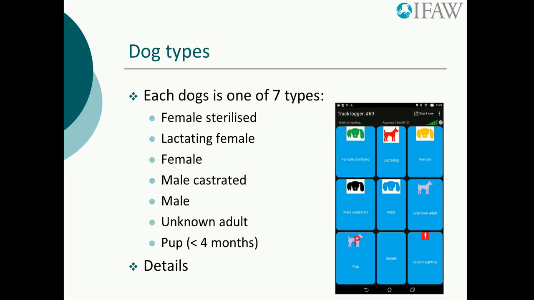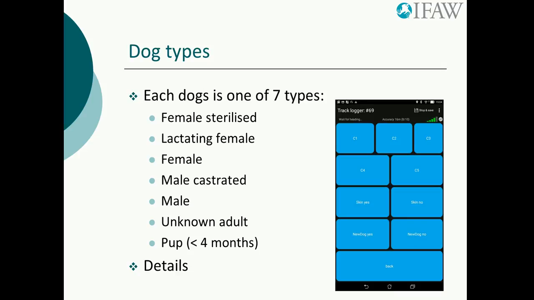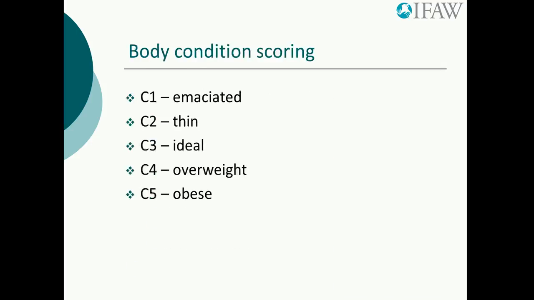Now if the dog stays in view for long enough, you also need to click the details button down in the middle there, and then you can start to record some additional information about each dog. I'm going to go through that additional information now. First of all, you can record their body condition, either as emaciated C1, thin C2, ideal C3, overweight C4, or obese C5. I'm going to go through each of these in turn now.